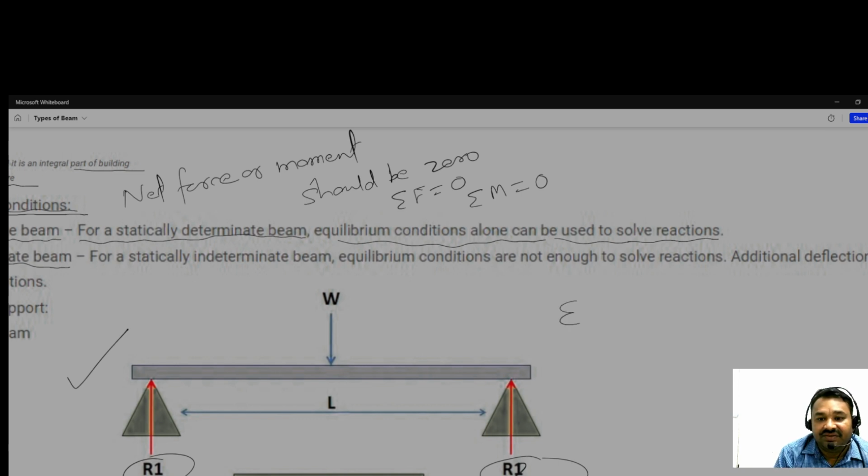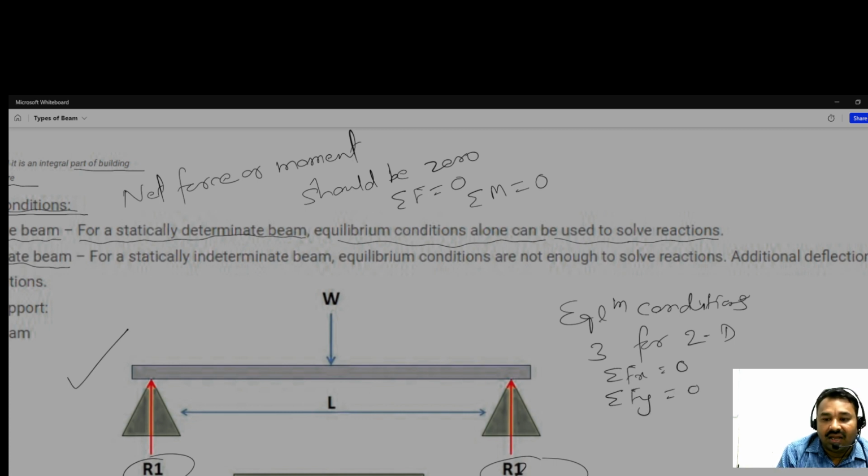Okay, so how many equilibrium conditions do we have? We have 3. Which ones? For 2D, summation of Fx is equal to 0, summation of Fy is equal to 0, and moment about z, its summation is equal to 0. Okay, so from 3 equations we can solve 3 unknowns.